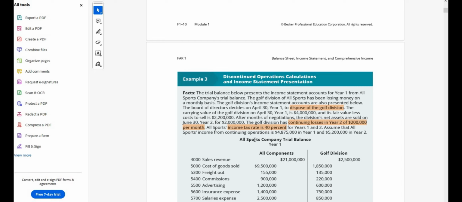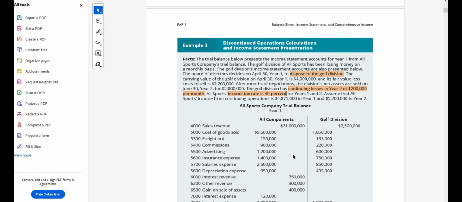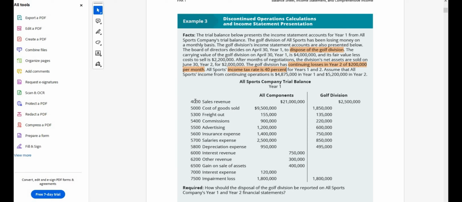Assume that all sports income from continuing operation is 48,75,000 in year 1 and 52 lakhs in year 2. One thing you might be asking is what all these 4,000, 5,000, 5,300 figures are. They are not important because these are pre-filled amounts in the tax software. When you write sales revenue, this 4,000 will automatically come. When you write commission, this 5,400 will automatically come. So it is already there in the tax software. This is not important for our purpose.